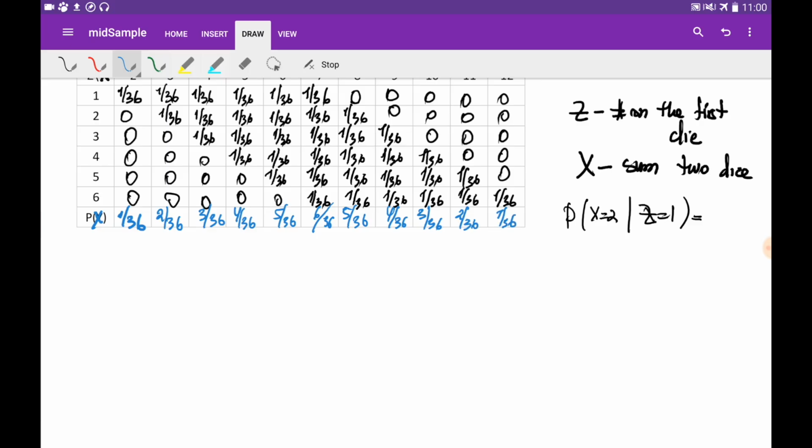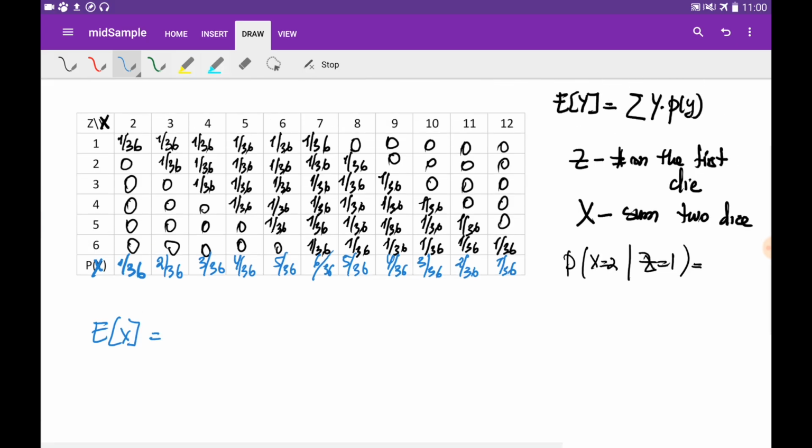So in order to find the expected value of x, I need to multiply each output by its probability. So basically 2 multiplied by 1 over 36, or I can take out the 36 from the brackets because all the numbers have the 36. It's going to be 1 multiplied by 2 plus 2 multiplied by 3 plus 3 multiplied by 4 plus 4 multiplied by 5 plus 5 by 6.